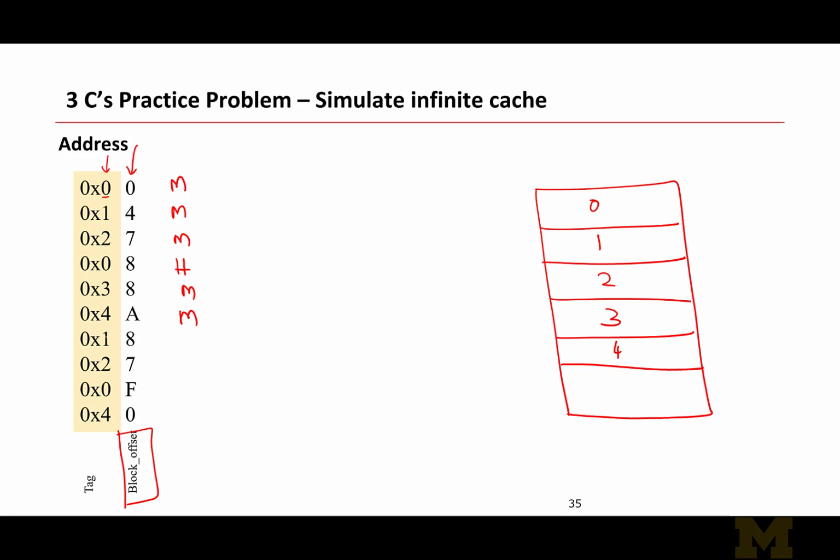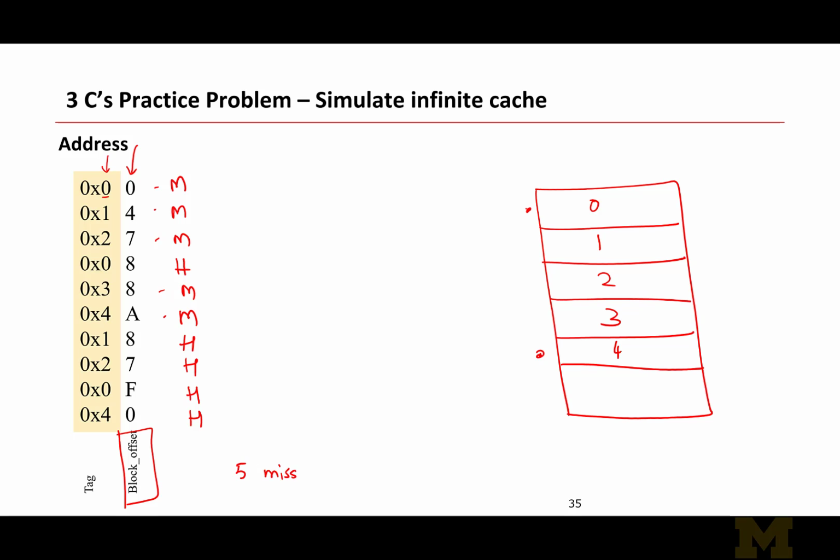Block with the tag 1, we already have it in my infinite cache, so it's a hit. Block with tag 2, I do have it in my infinite cache, so it's a hit. Block 0, I do have it in my infinite cache, hit. Block 4, I have it in my infinite cache, so it's a hit. So I have a total of 1, 2, 3, 4, 5 misses.